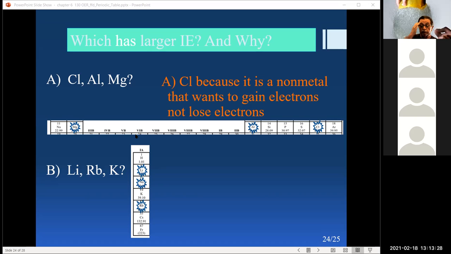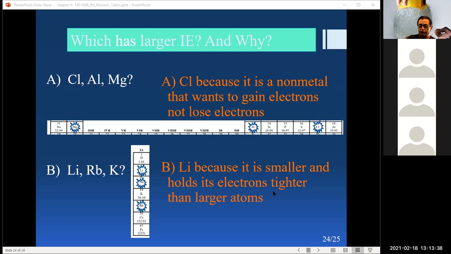And lithium is in group 1, period 2. So its valence electron is much closer to the nucleus. So it's being held on much tighter. And so the smaller atom holds on to electrons much tighter than the larger atoms.